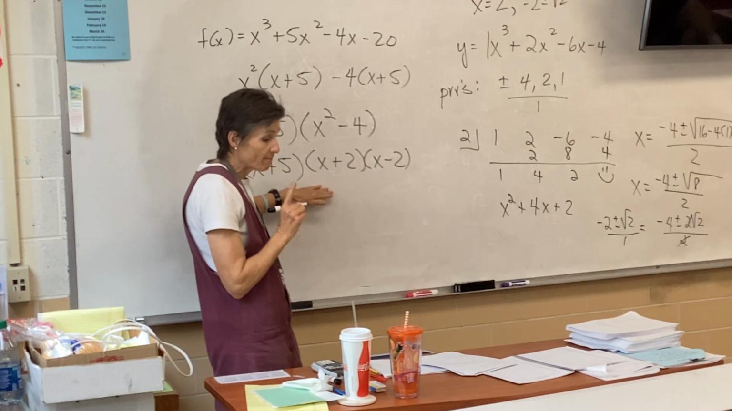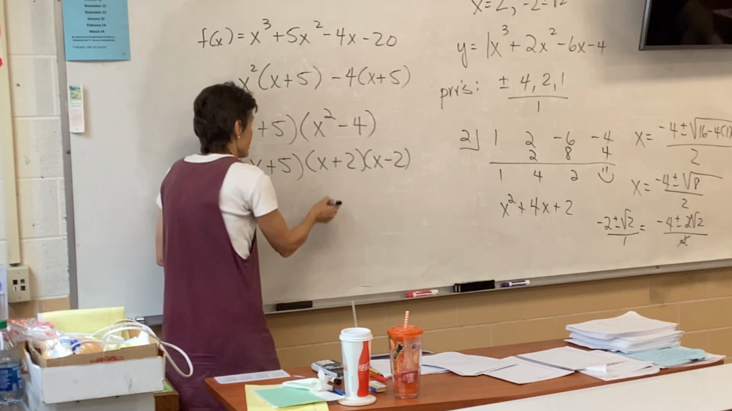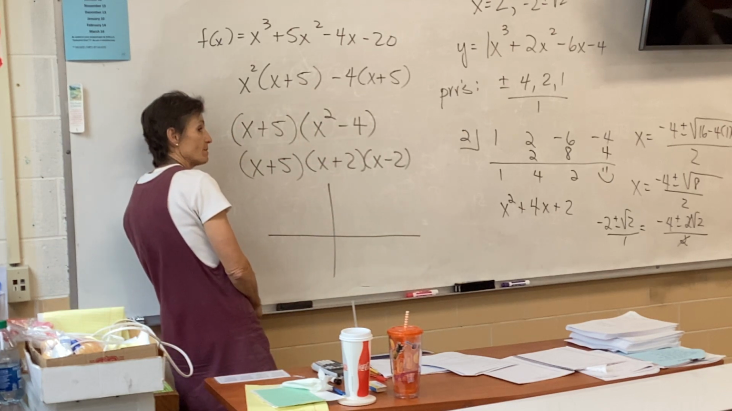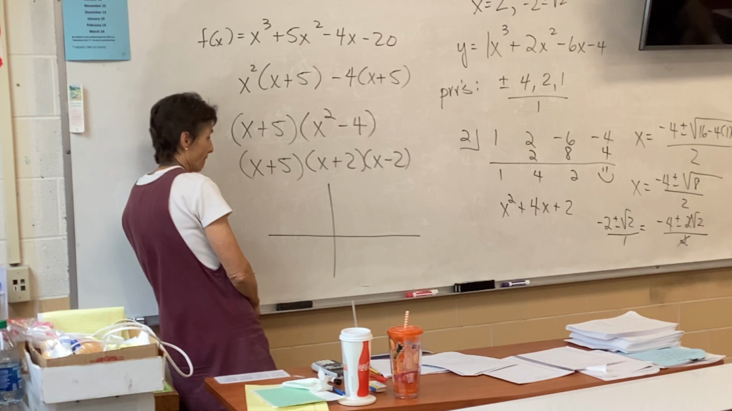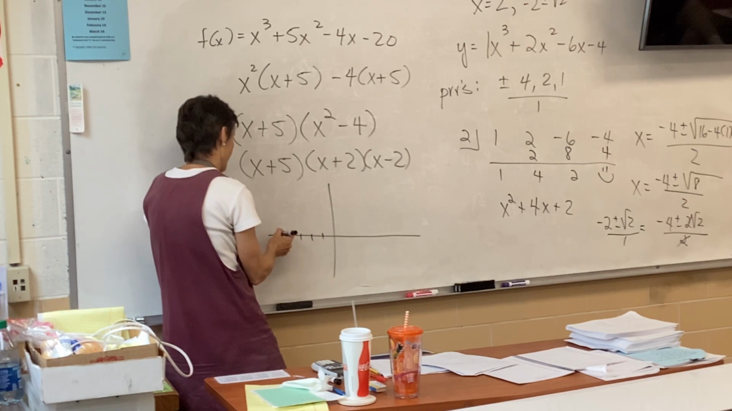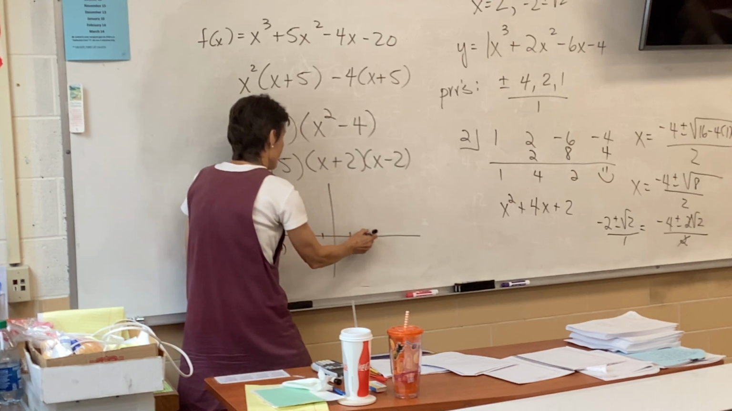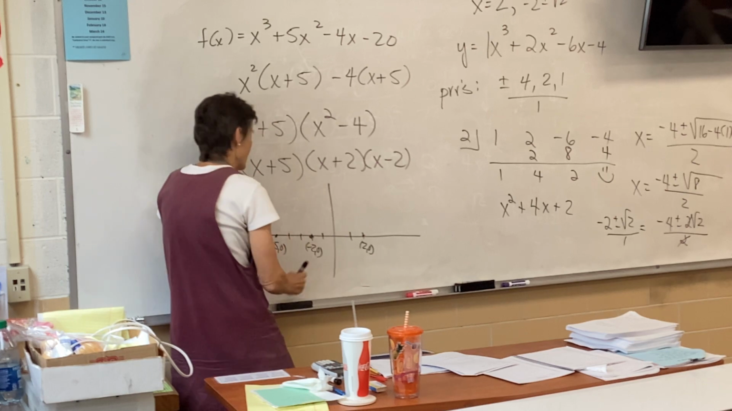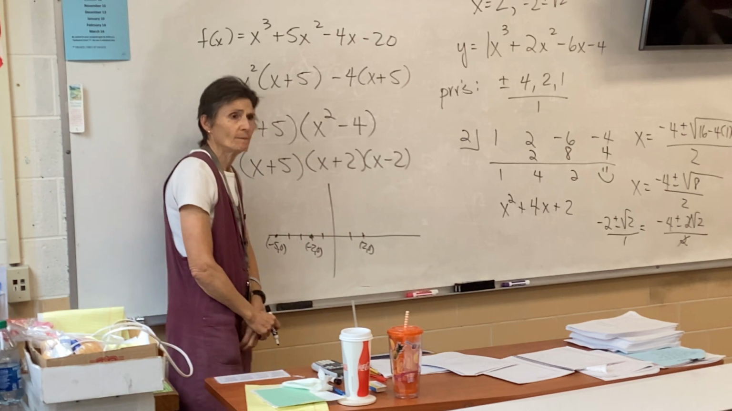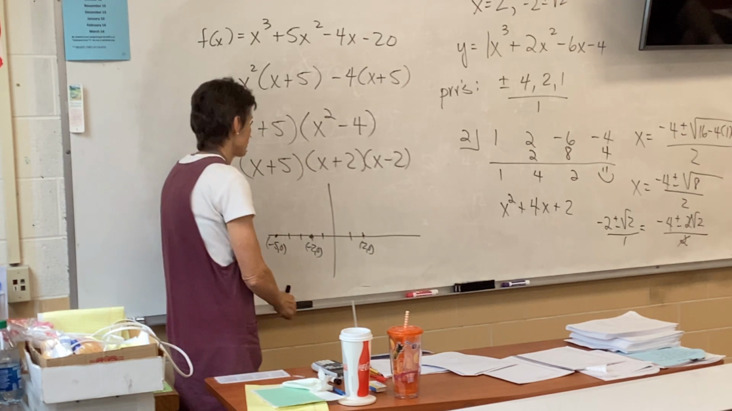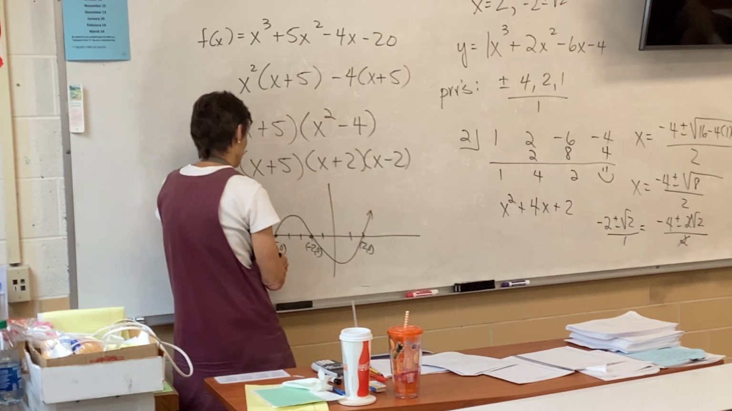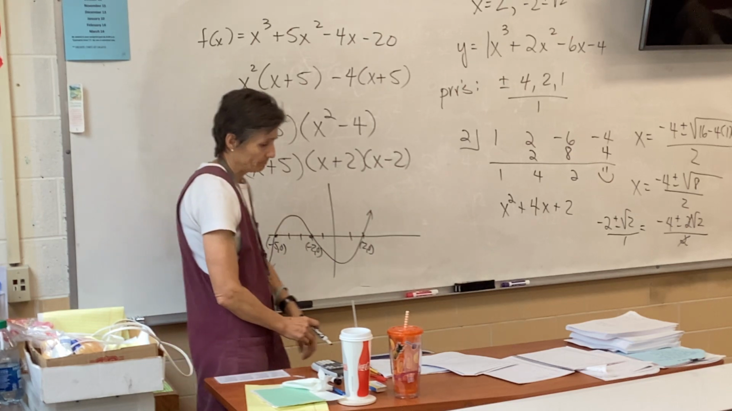The direction said factor and sketch. So now we're ready to sketch it. Where are the dots going to go? Negative 5, 2, and negative 2. Any bouncing going on in this problem? No. Nope, it's just a straight, regular old cube. Looks like that.